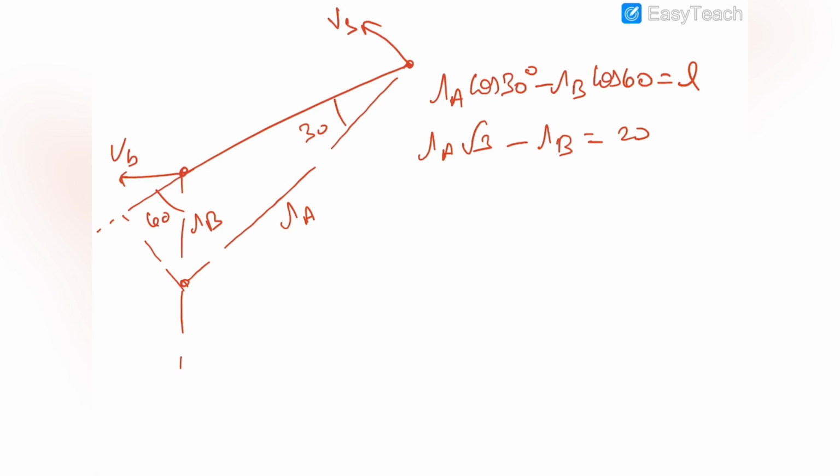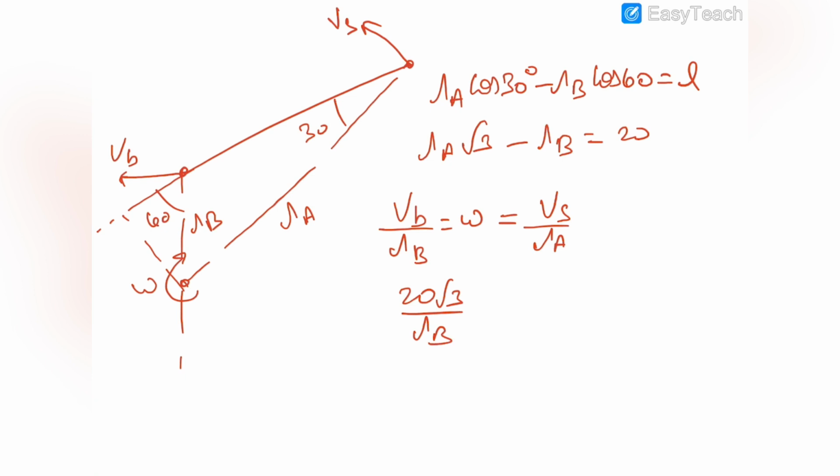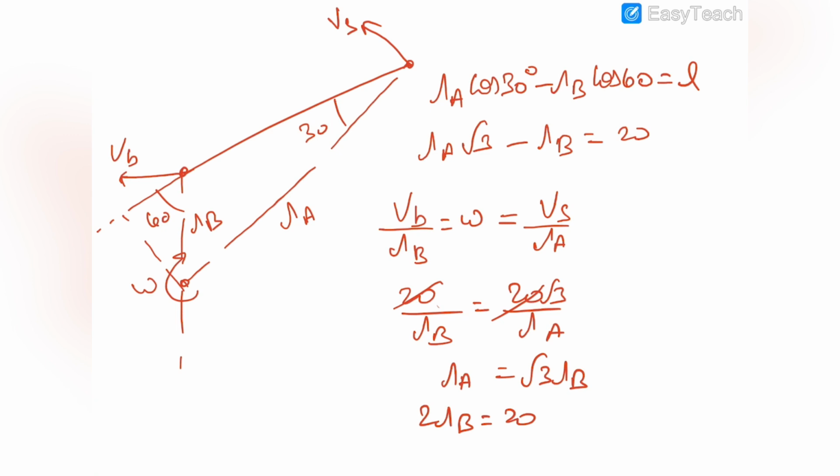Now you can also see that VB by RB is omega, and omega is the angular velocity, and VA by RA is also omega. So these would be equal. VB is 20 and VA is 20 root 3. So RA will be equal to root 3 RB.